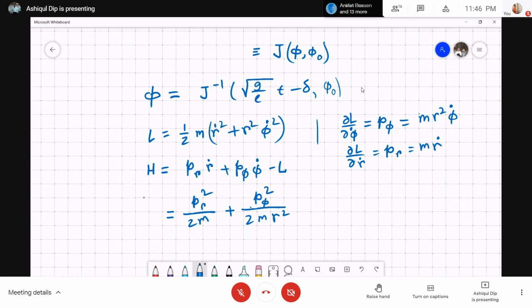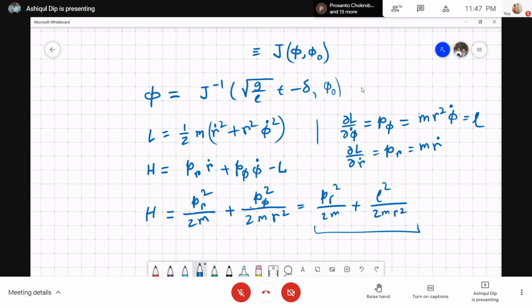Now, this is your Hamiltonian, and your Lagrangian was independent of phi, so you can substitute your p phi to be a constant. So P_r squared divided by twice m plus, let's say this is L, angular momentum L, L squared divided by twice m r squared. So see, your Hamiltonian is now just a one-dimensional Hamiltonian. You do not need to worry about phi anymore. You got rid of it totally.